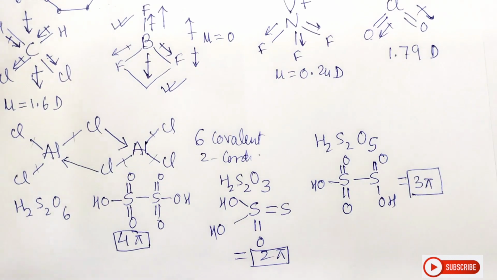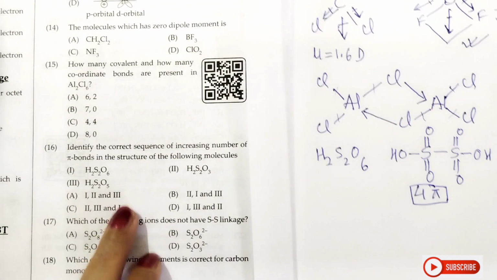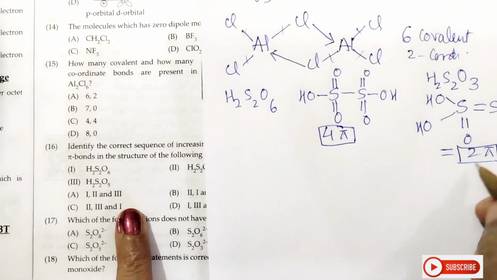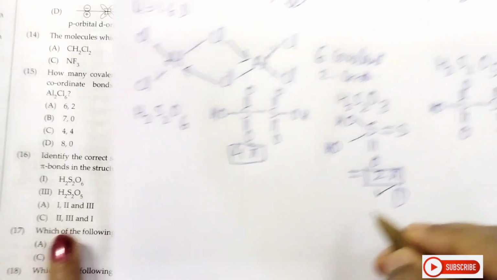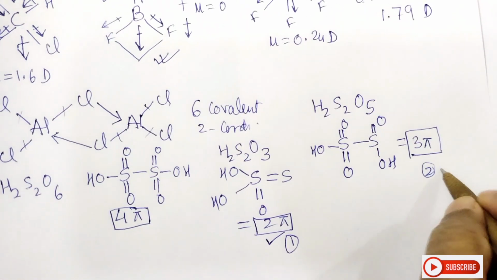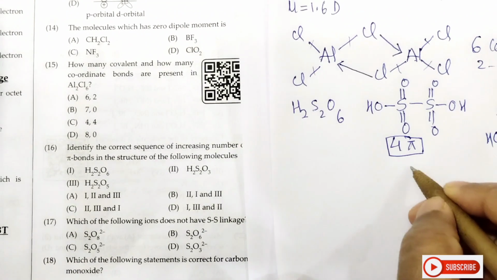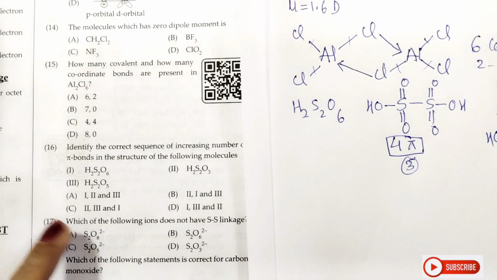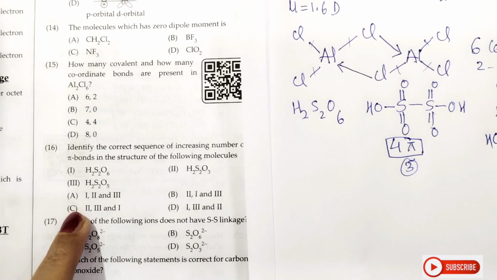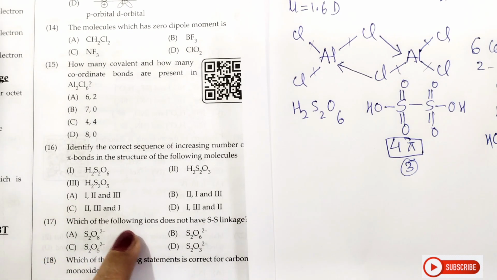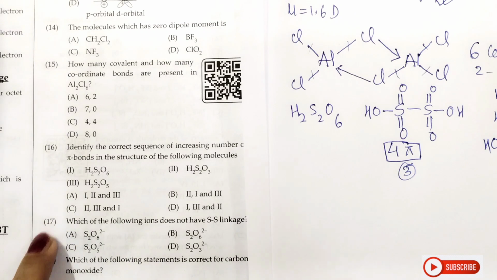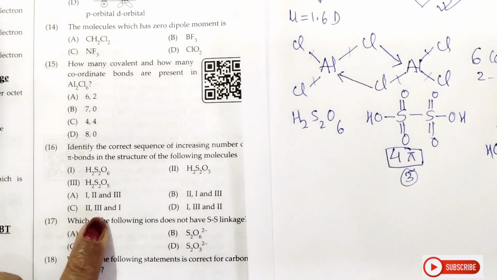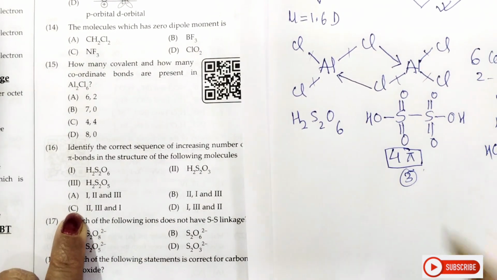So let us arrange them in the increasing order. So increasing order will be, this will be your first, this will be your second with 3 pi bonds, and this will be your third with 4 pi bonds. And so the answer here will be, first it will be third option, that is first, second, then you have third, and then you have first. So answer here is third option.